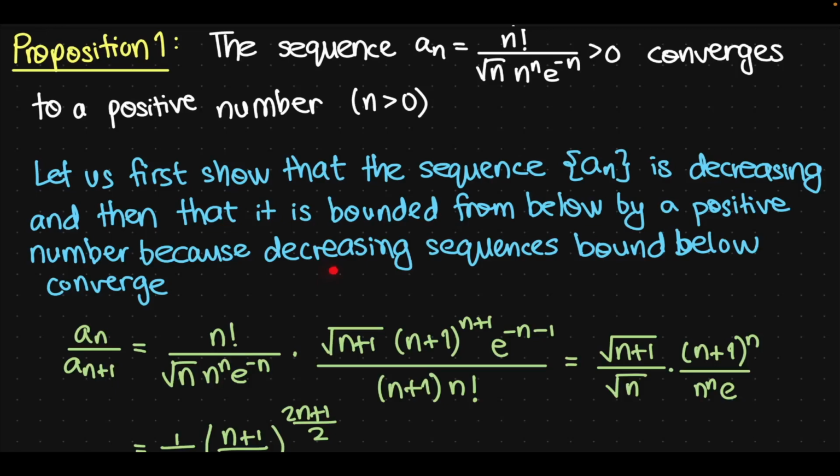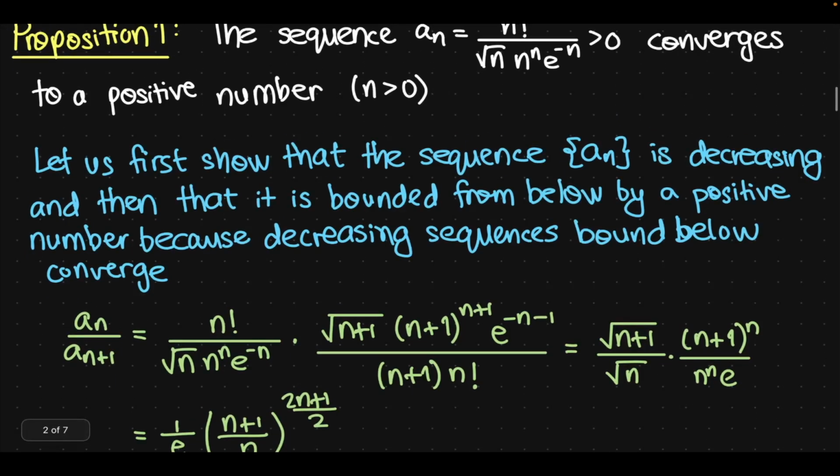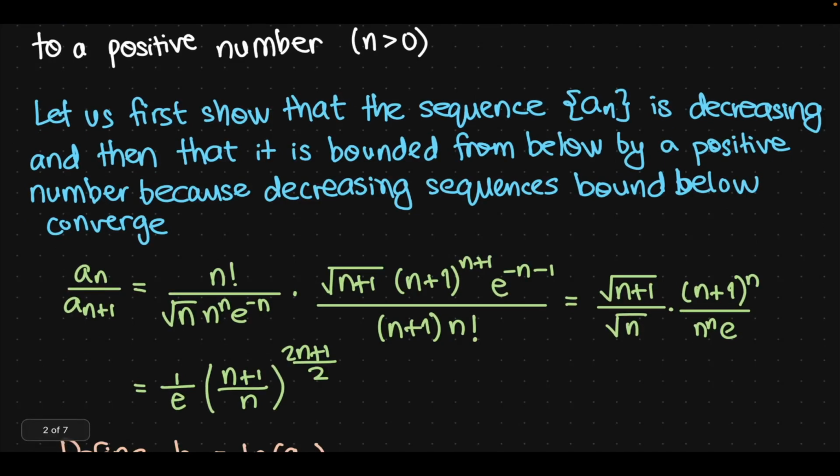Because if a sequence decreases and is bounded below by a positive number, which makes sense from this, then it converges to a positive number. So we have to do two things to guarantee that it converges: showing that it's a decreasing sequence and that it's bounded from below. Now there's also the inversion of this, in the sense that if we have an increasing sequence that's bounded from above, then it also converges. Okay, so let's get to the decreasing part.